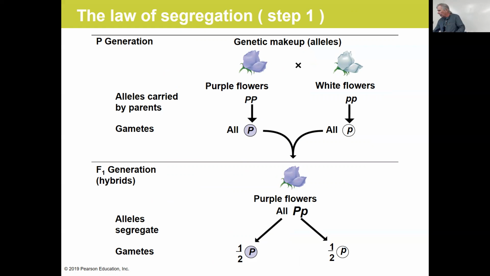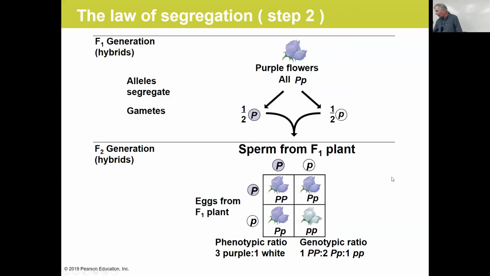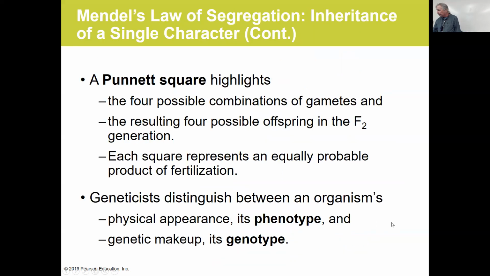So this is just the same thing. Purebred, all the F1s are heterozygous. And then they want to figure out what the ratio is. Do the Punnett square here, and you get 3 to 1, purple, white. So a Punnett square highlights the 4 possible combinations of gametes, and it results in 4 possible offspring in the F2 generation. Each square represents an equally probable product of fertilization.